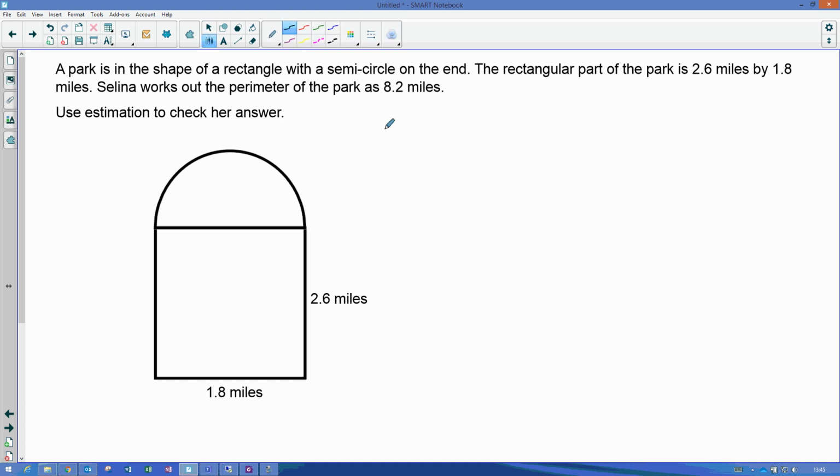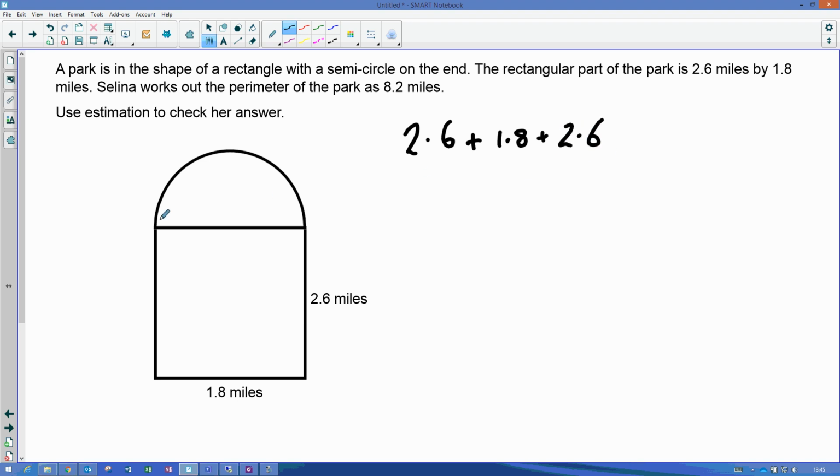Okay, so if we were just trying to work this out, we'd want to work out what the distance around the outside was. So how would we do that? Well, it's just adding up all these distances. So we'd get 2.6. Whenever you're doing a perimeter, you just imagine starting at some point and just walking round until you get back to where you started. So 2.6 plus 1.8 plus another 2.6 for this length.